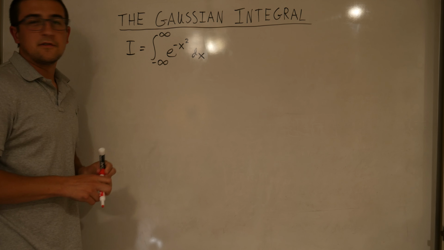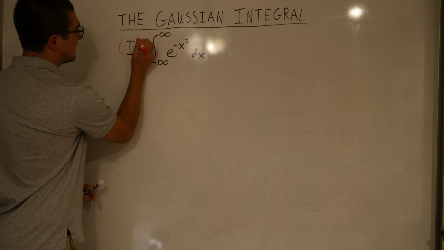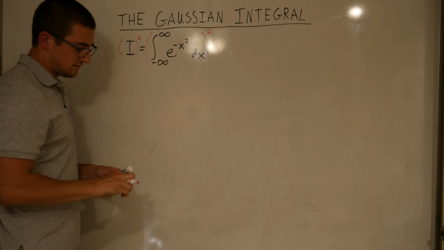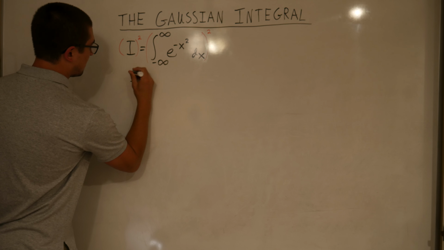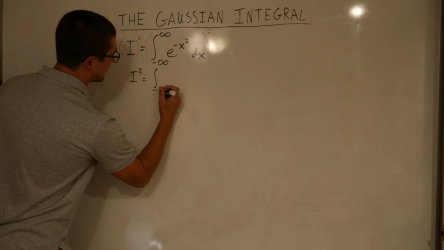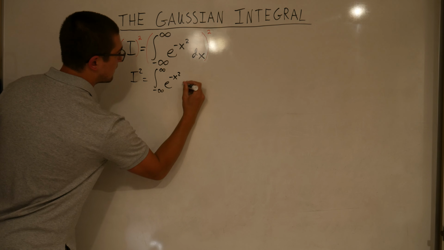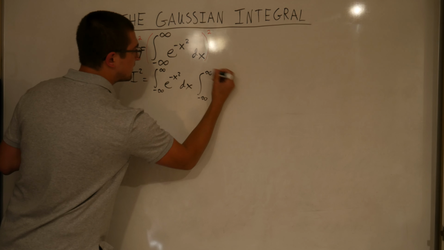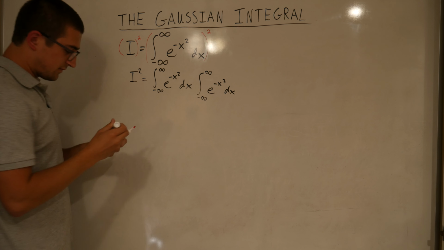The first thing you want to do is square both sides of the equation, and then rewrite the equation as I squared is equal to two of these integrals, one times the other. Times another integral, e to the minus x squared dx.